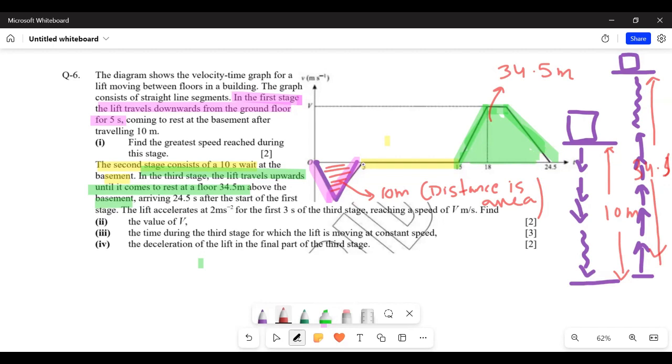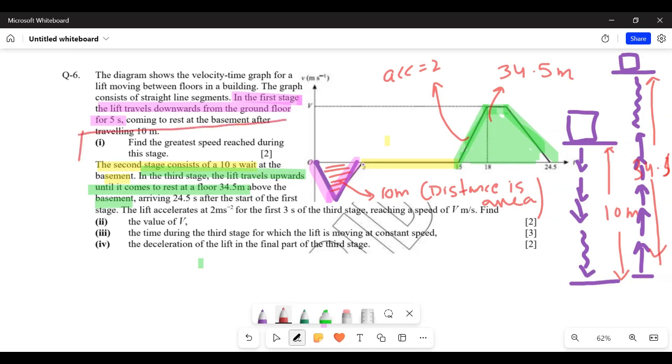Okay, the lift accelerates at 2 meters per second squared for the first 3 seconds of the third stage. So they've given you the acceleration for this stage. So this acceleration is 2 meters per second squared. For the first 3 seconds of the third stage, reaching the speed of v, find the value of v. Okay, so we need this maximum speed.